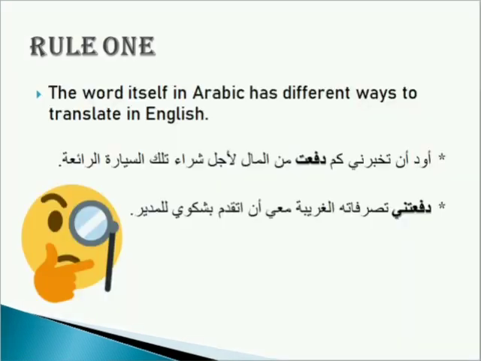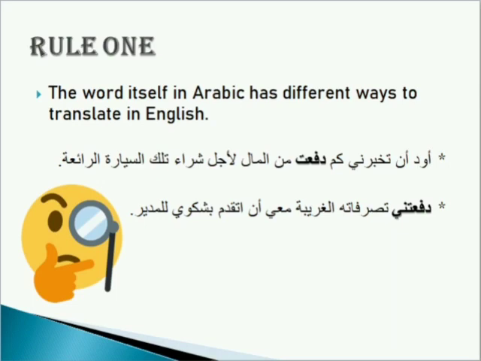Another example, you have the word dafa'at. I have two different sentences in Arabic and I want you to think about their translation. أود أن تخبرني كم دفعت من المال لأجل شراء تلك السيارة الرائعة. And the other one, دفعتني تصرفاته الغريبة معي أن أتقدم بشكوى إلى المدير. You have here the same word, دفعت. But in the first sentence it has a meaning and in the second sentence it has another meaning. I want you to think and to translate them alone, then replay my video again to see the answer.